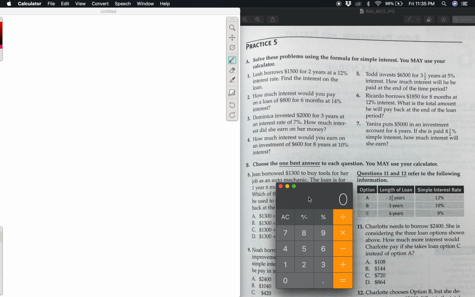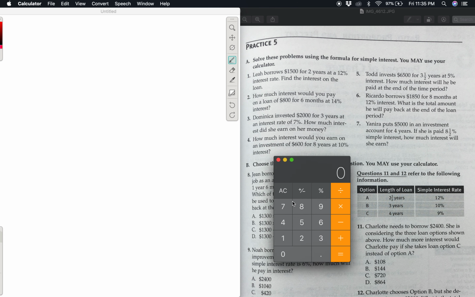We have 18. Well, I'm just trying to think here how we can actually multiply this. We'll actually have to do this one on paper. So we have 1850 times the percent or the rate, which is 0.12, equals 222. Okay, we need to now times the answer to what we just got, which was the principal multiplied by the rate, by 2/3.